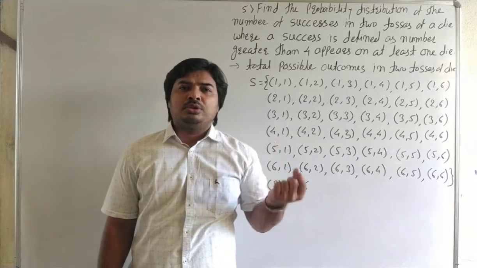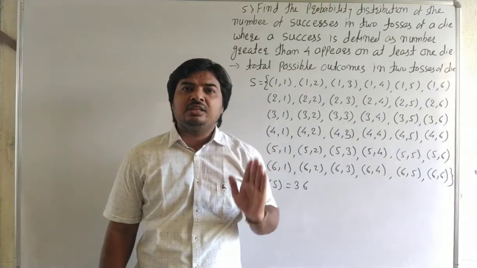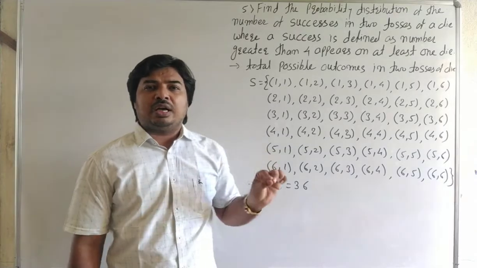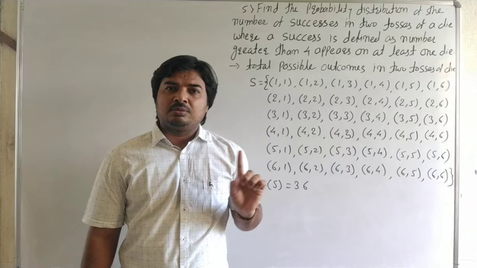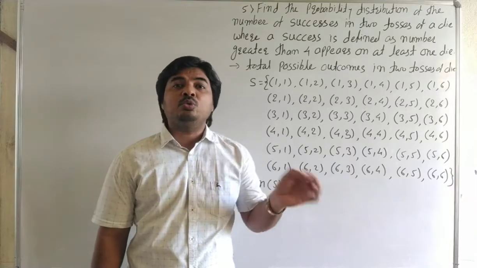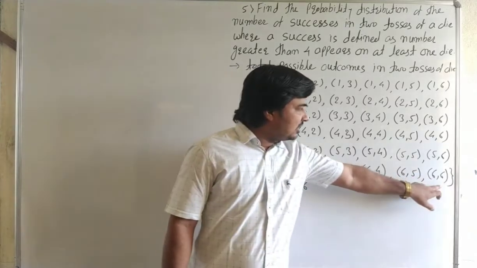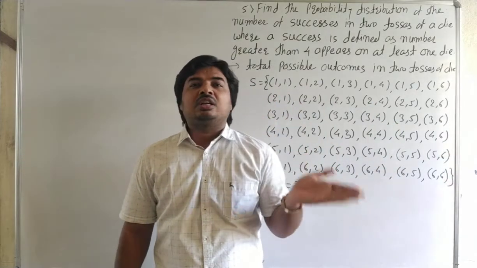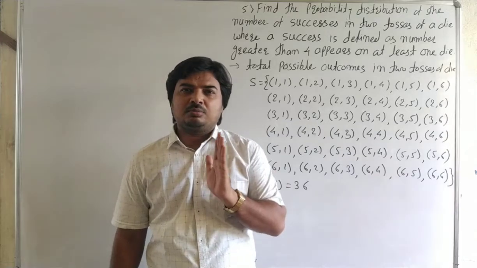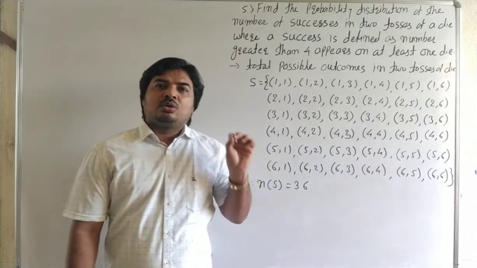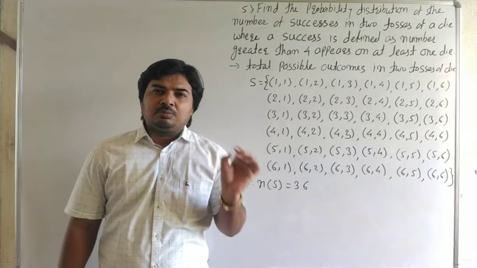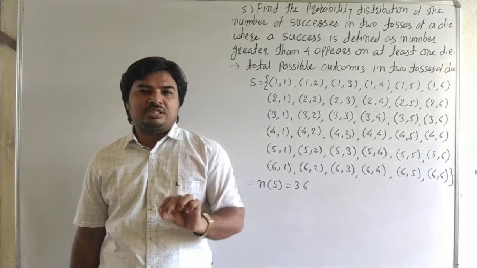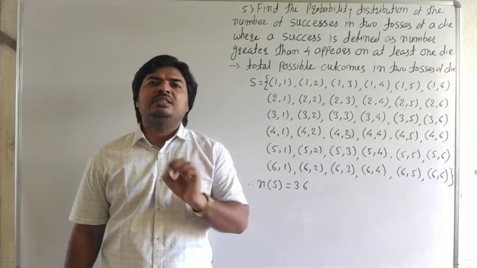Here we want to find the probability distribution of the success, and success is when a number greater than 4 appears on at least one die. A number greater than 4 means it is a 5 or 6. That means the highest number is 6 and the lowest is 1 on the die. Now we want to count the numbers, at least on one die, that are 5 or 6, greater than 4, and it is a random variable.